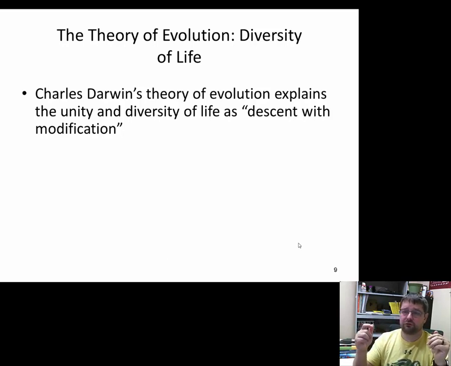And some of those changes make that offspring better suited for the current environment. And that's where the descent with modification comes from. If you descend enough times and you have enough modifications, you go from one species to another species. And that's kind of the nuts and bolts of Charles Darwin's theory of evolution.